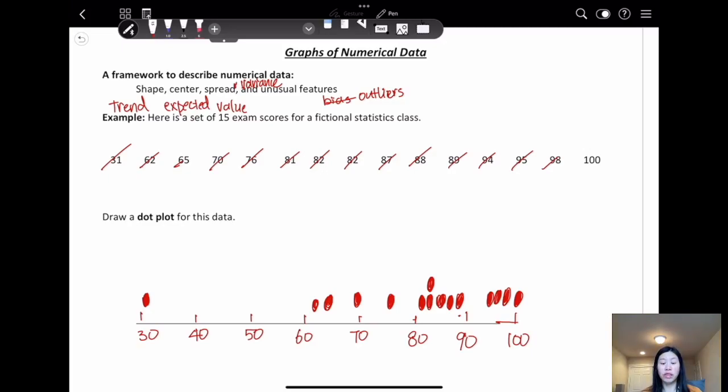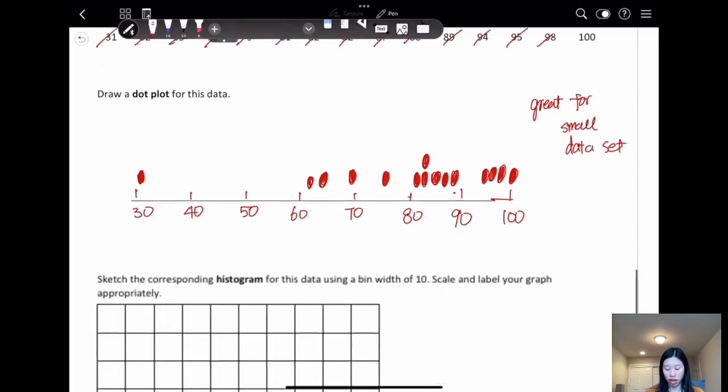So this is the dot plot. This works really well for a small data set. Think about if your data set has more than 1,000 data points. Are you going to plot this one by one? Right? So now I'm going to introduce you to another way to plot the data. It's called a histogram, which is great for bigger data sets.